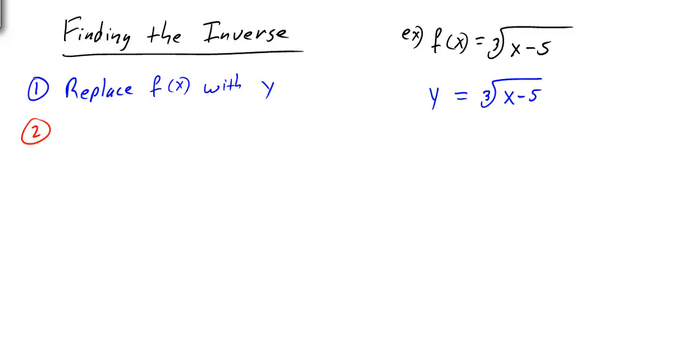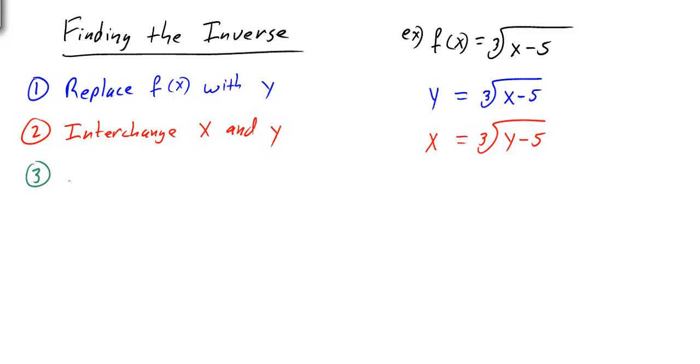Step number 2, we want to basically interchange x and y. And what I mean by that, instead of getting so wordy, is everywhere there's an x, we're going to change it to a y. Everywhere there's a y, we're going to change it to an x. And why do we do this? Well, remember we said the function and its inverse switch domain and range. So it's going to make sense now that our y values become x and our x values become y. And then step number 3, we simply solve the equation for y.